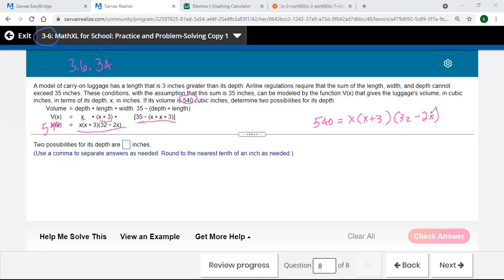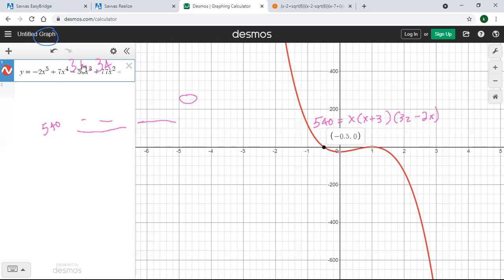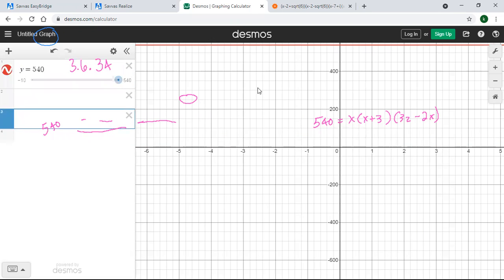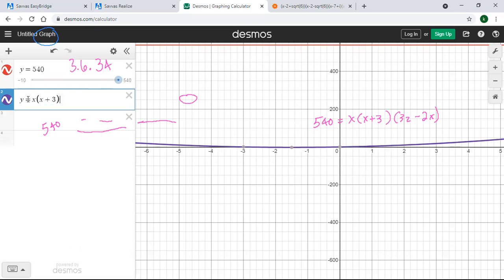And so we might be able to solve this even just with Desmos. We'll take a look here. If we hop over to Desmos and we put in our equation, we're going to put in one of them that's just Y equals the 540. And we can put the Y up at 540, that's the Y. And then we'll put the Y equals X times the quantity X plus 3, times the quantity 32 minus 2X.